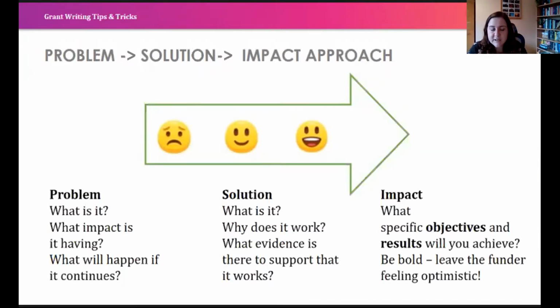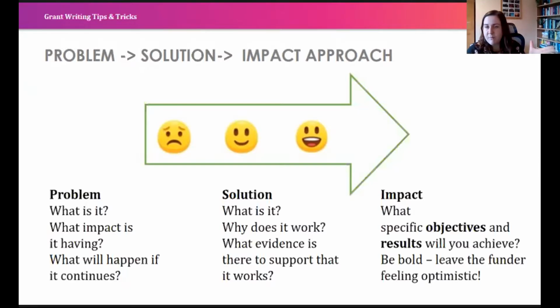We all work very closely in our specific communities and understand the nuances and the problems. That doesn't mean the funder will. So make sure that they fully understand why this is a problem, what impact it is having, what will happen if it continues, all of that. And so you're going to depress them a little bit there.